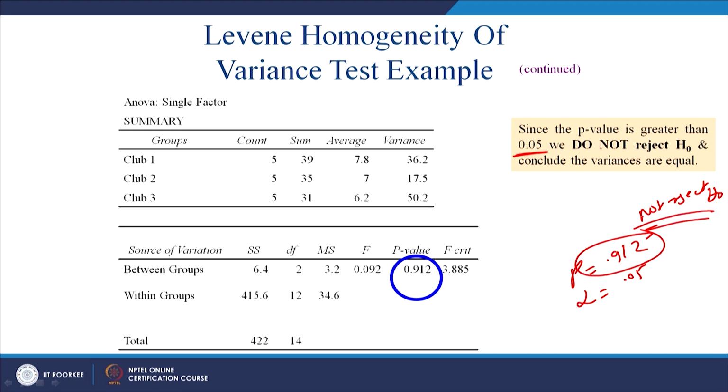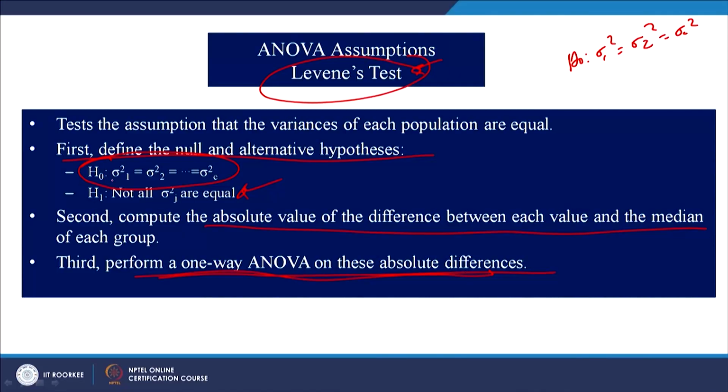So, what conclusion are we drawing? We will not reject the null hypothesis. What is our null hypothesis? The null hypothesis is that all these variances are the same. So, we are not rejecting, which means we are saying that all these variances are the same, and that is one of the conditions for performing ANOVA. So, this is how you can use Levene's test. In fact, before performing ANOVA you should perform Levene's test. If you reject the null hypothesis in Levene's test, you should not go for ANOVA. This is in fact a precondition for ANOVA.